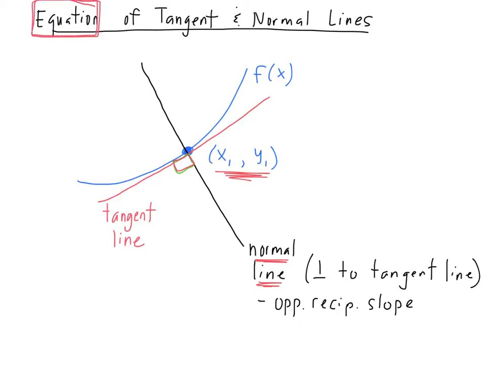And if you recall, in chapter 1 we had a video on writing equations for lines. So we're going to end up using our point slope formula to write the equation of both the tangent line and the normal line. So let's take a look at an example.